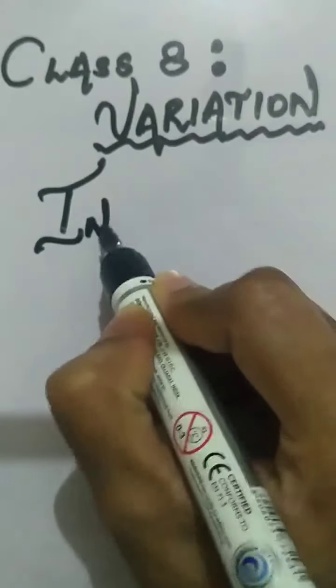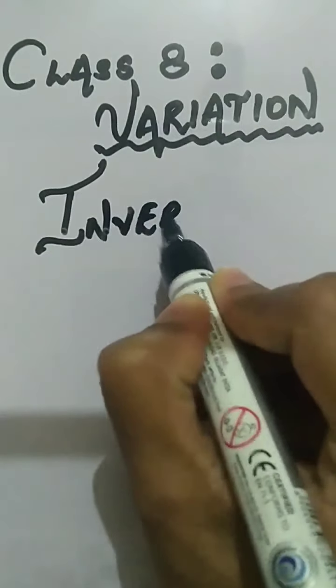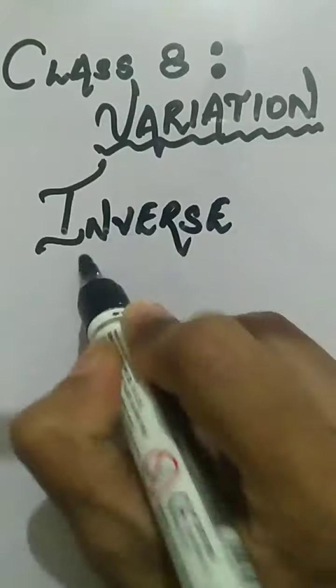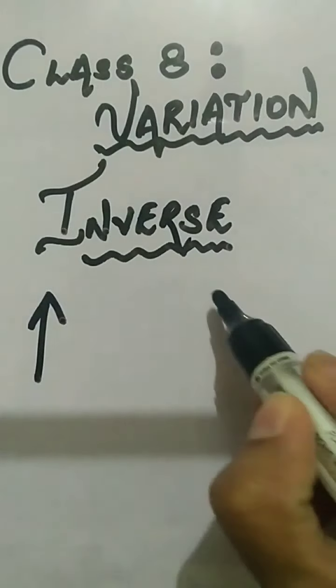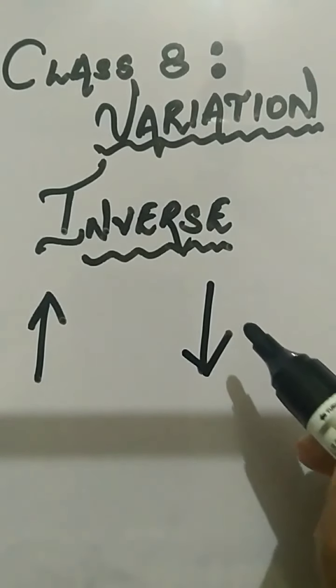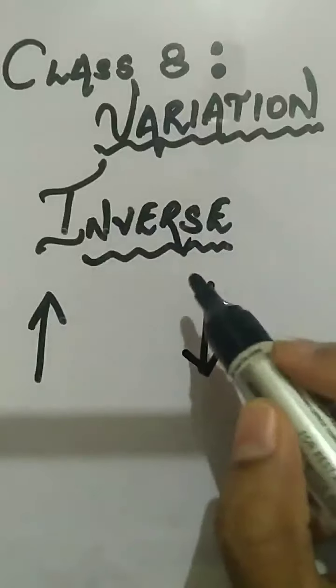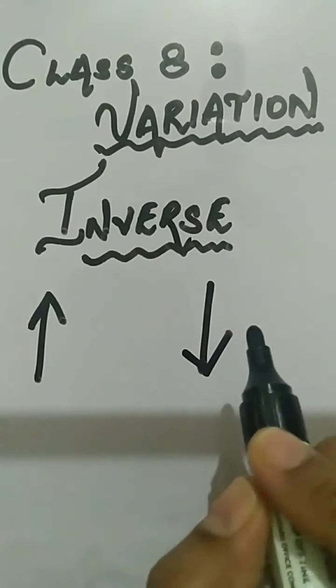inverse variation. Now what is this inverse variation? Just opposite of direct variation. When one quantity increases and the other quantity decreases, then such variation is called inverse variation.